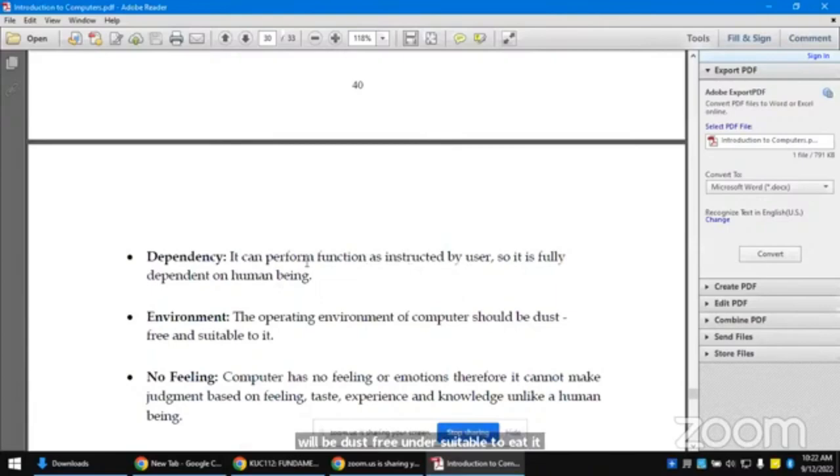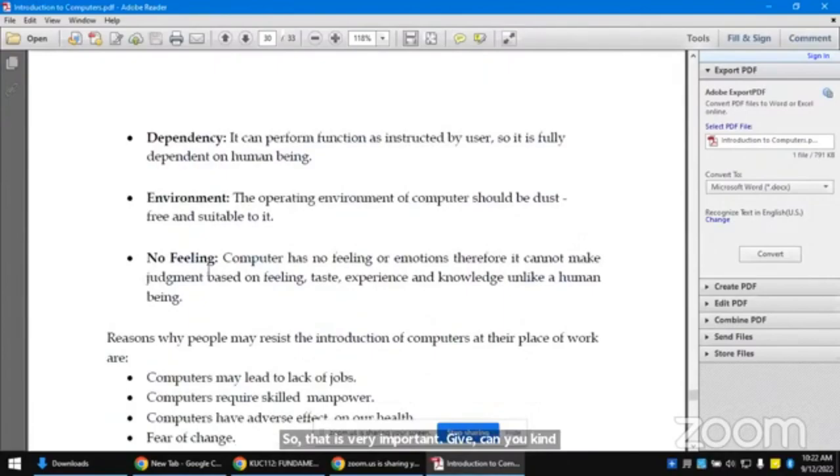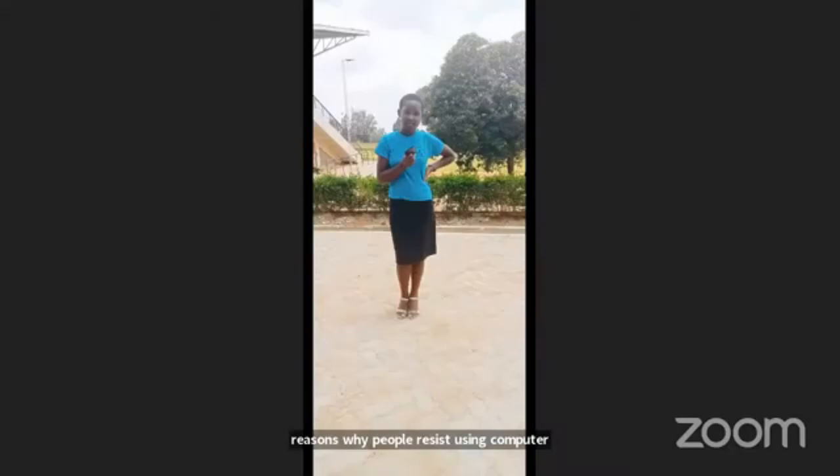So that is very important. Can you kindly give me reasons why people resist using computers? Kindly type: why do people resist using computers? What's the reason? What could be the reasons why people don't want to use computers?